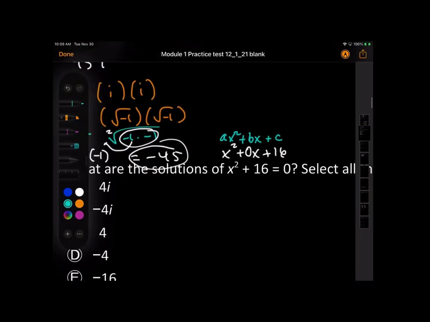So let's just say you try to factor this. A times c is 16, and your b value is 0. There are no two numbers that multiply to be 16 and add to be 0 in the real number system. Does anyone know what I could put in there? Super critical thinking. I haven't taught you this method, but I'm showing it to you now. Anybody in the chat?